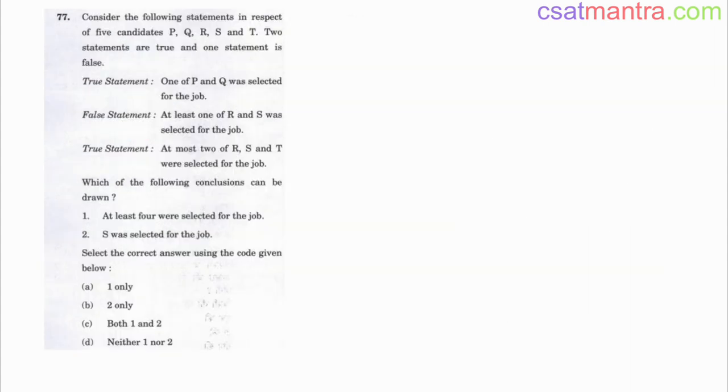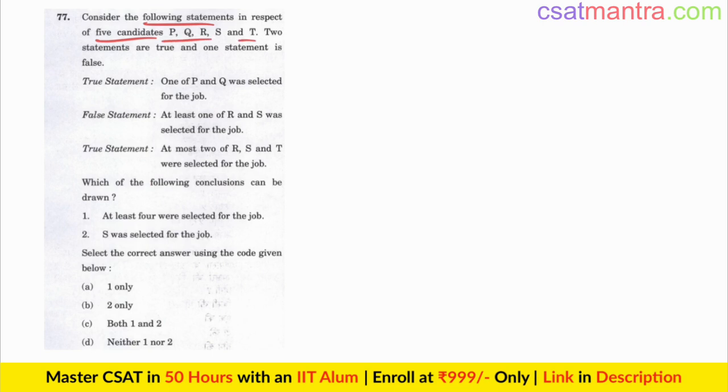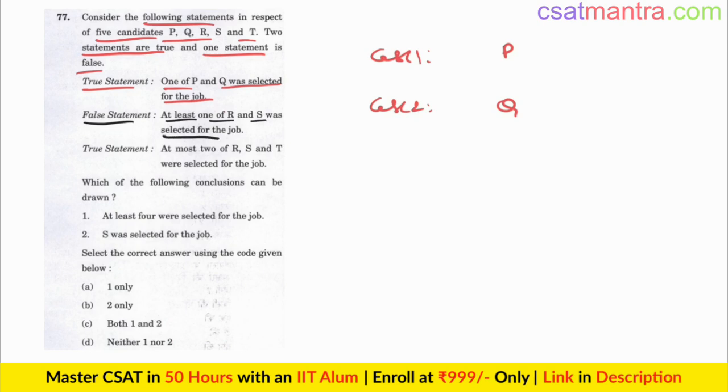Answer A. Consider the following statements in respect of 5 candidates P, Q, R, S and T. 2 statements are true and 1 statement is false. True statement. One of P and Q was selected for the job. Case 1, say P is selected for the job. Case 2, say Q is selected for the job. False statement. At least one of R and S was selected for the job. True statement would be none of R and S selected for the job.